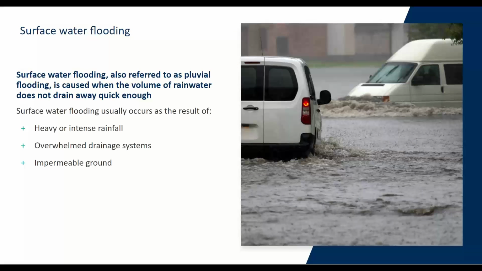Now moving on to surface water flooding. Surface water flooding is probably one of the biggest risks of all. It's caused when the volume of rainwater doesn't drain away fast enough through the existing drainage system, or it doesn't soak into the ground, but actually lies on top and flows over the ground instead. This type of flooding is usually very short-lived and is associated with heavy downpours of rain and thunderstorms.